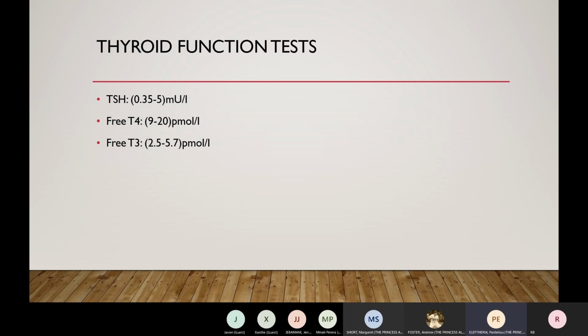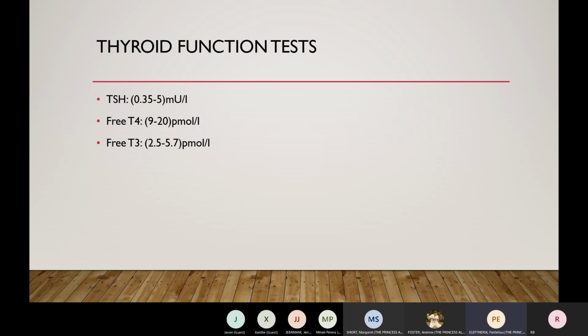And that has an impact on how we interpret thyroid function, because clinical history is really important in interpreting these and making sense of them. Free T3 and free T4, as we previously discussed, is the free fraction of the hormone. And if you see the units there, they are in picomoles per liter.